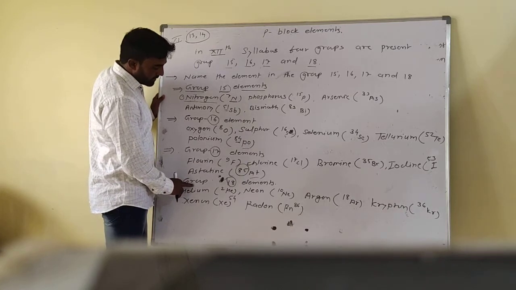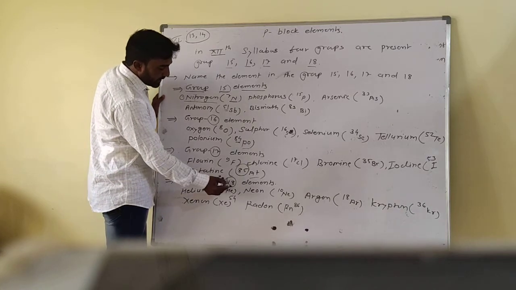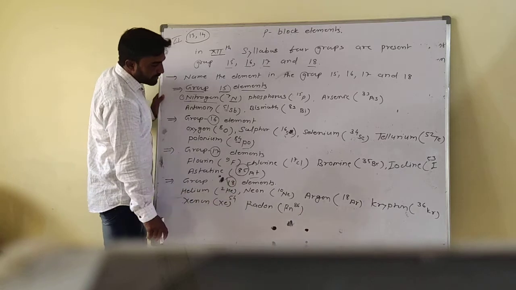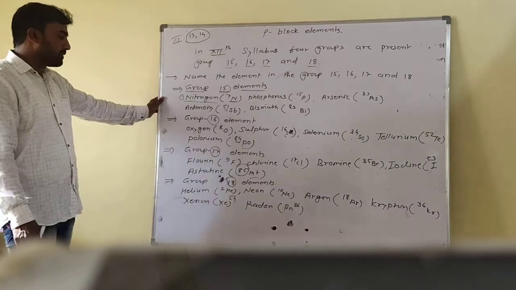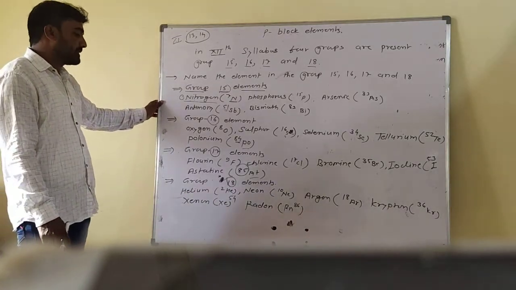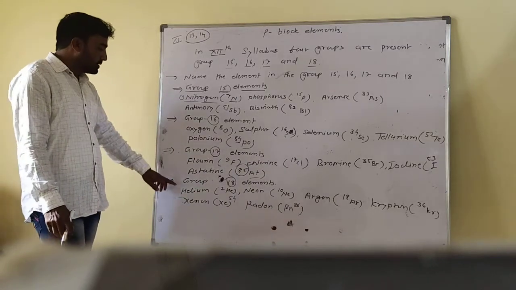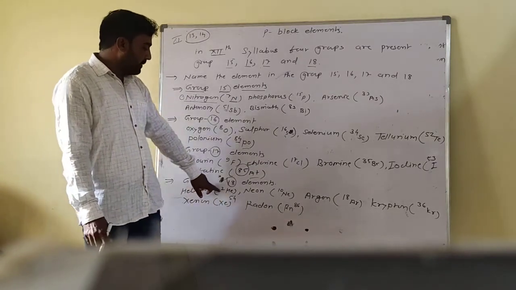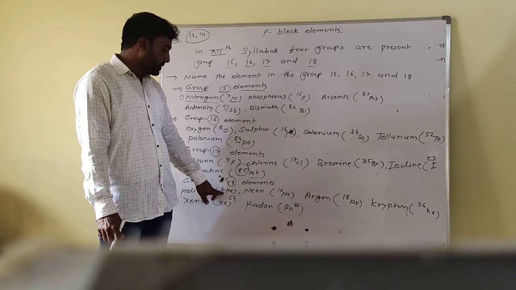And the last group is the noble gas family, meaning the noble gases, group 18 elements. Six elements are present. The first is helium, with atomic number 2.